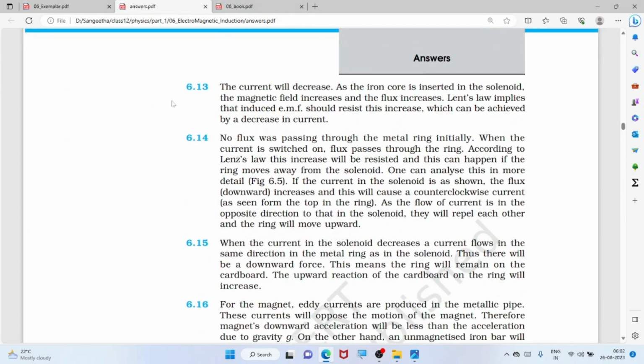The current will decrease. As the iron core is inserted into the solenoid, the magnetic field increases, and so the flux increases. But Lenz's law will maintain steady conditions: the induced EMF should resist this change, this increase, which can be achieved by decreasing the current. So the main thing is that Lenz's law will resist the change in the magnetic field.